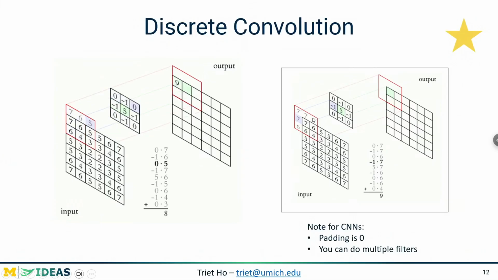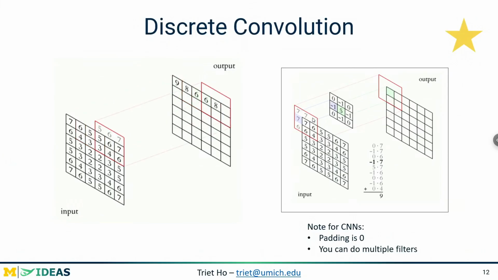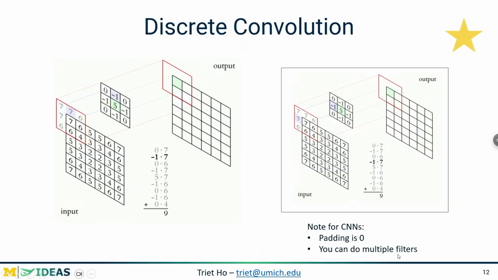The reason for that is because the neural network is going to learn the weights and biases anyway, so after testing, making the values identical just doesn't help. So just put 0 and make it easy for everyone. And the second note is you can do multiple filters.